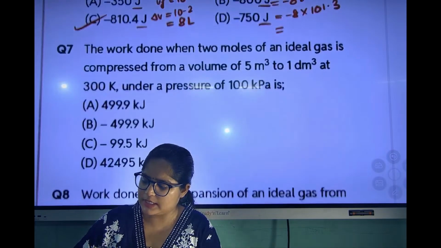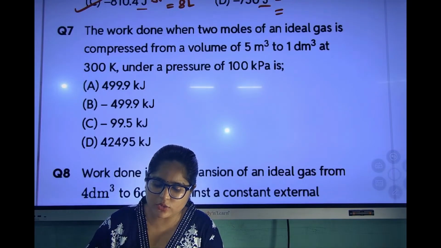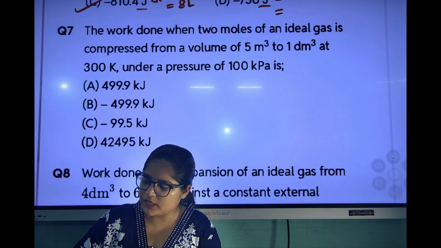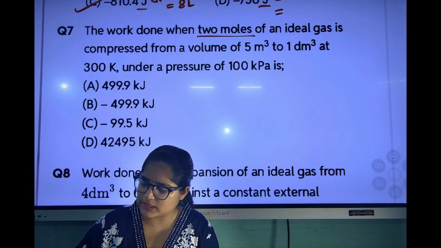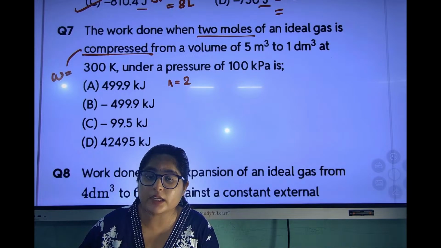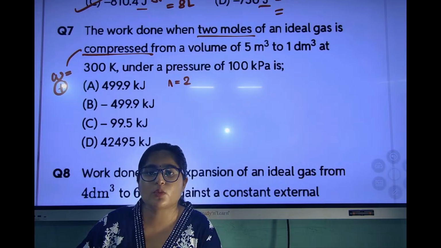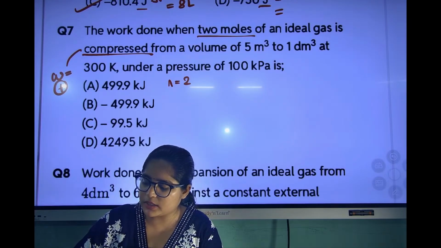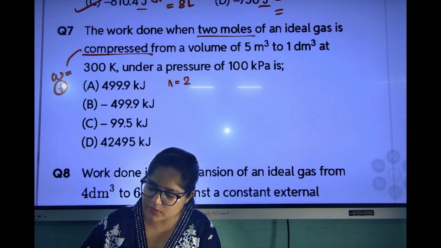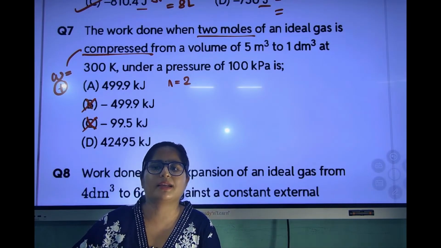So let us solve question number 7. Start solving. Do it fast, quickly. The work done when 2 moles of an ideal gas is compressed. Here compression. Compression means work done is negative or positive? Work done is positive. Compression means work done positive. If work done is positive, then surely which options will not be there? B and C will not be there. What if 3 is negative? Directly we will take it.